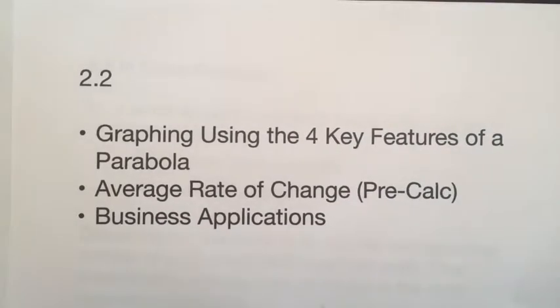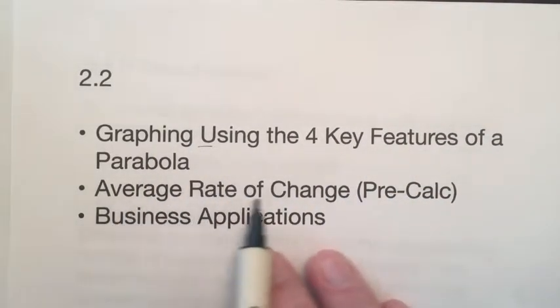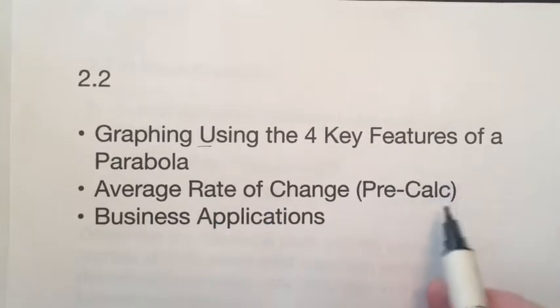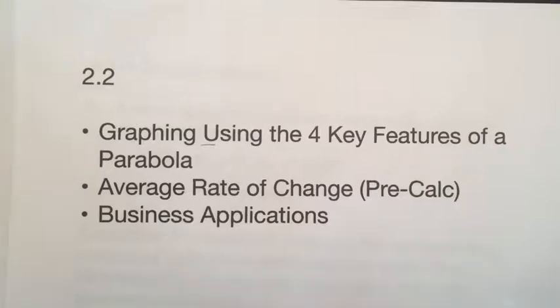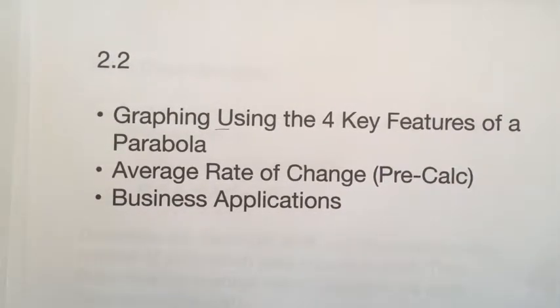Okay, so far in the lesson, we've gone over graphing parabolas using the 4 key features. We've gone over the average rate of change, which again is nothing more than the slope of a secant line between the first and the last point. And now we're going to move on to our final section, which are the business applications.